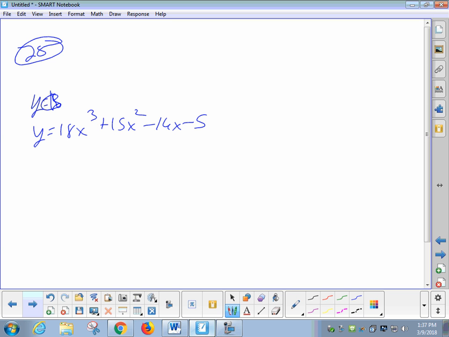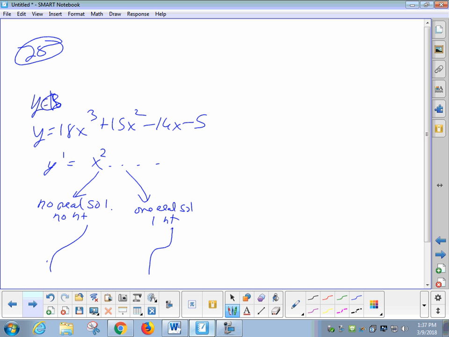Big idea is that the derivative would be a parabola, right? The parabola could have no real solutions, in which case the original cubic would have no horizontal tangents, and the graph would look something like that. A quadratic could have one real solution, in which case one horizontal tangent, and the graph would look like that. Or it could have two real solutions, or two horizontal tangents, and the graph would look like that.